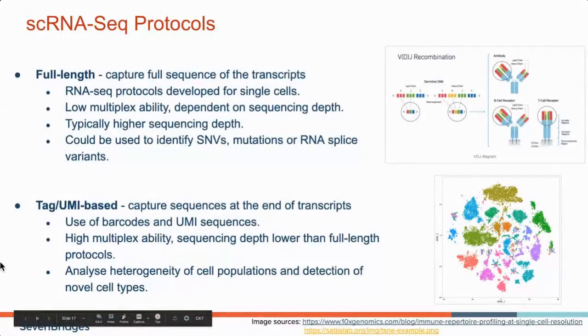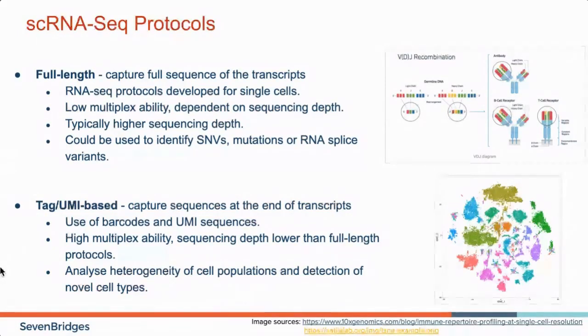Combining more cells means that the sequencing depth of these protocols is usually lower in comparison with full-length protocols, and they are used for dissecting heterogeneity of complex tissues and identification of marker genes, which could lead to detection of novel cell types. Next slide, please.